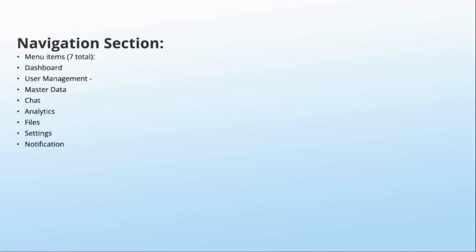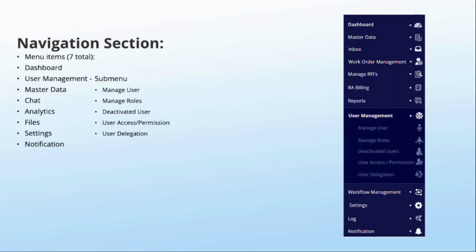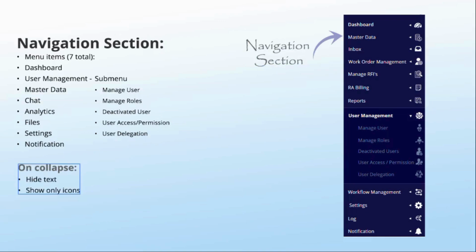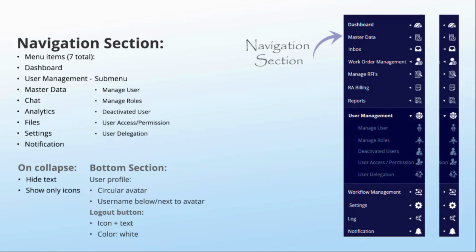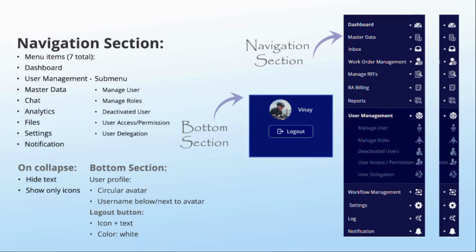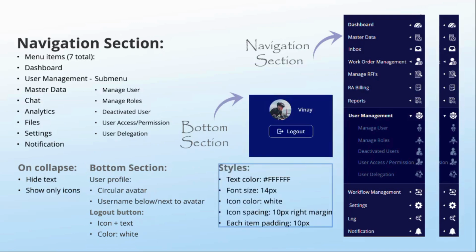The navigation menu includes key items such as the dashboard, user management, master data, chat, analytics, file settings, and notifications. The user management section can also contain submenus such as manage users, manage roles, deactivated users, user access and permission, and user delegations. At the bottom of the sidebar, a user profile section is displayed with a circle avatar, username, and logout option.